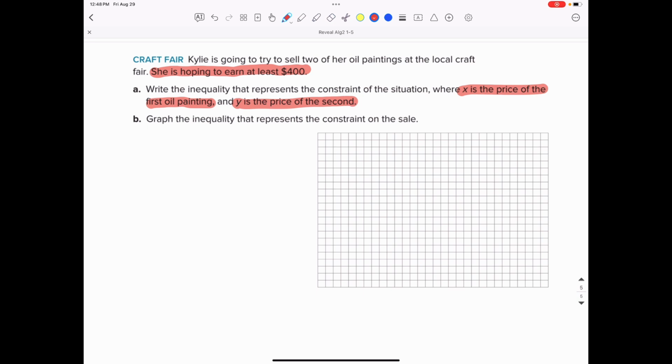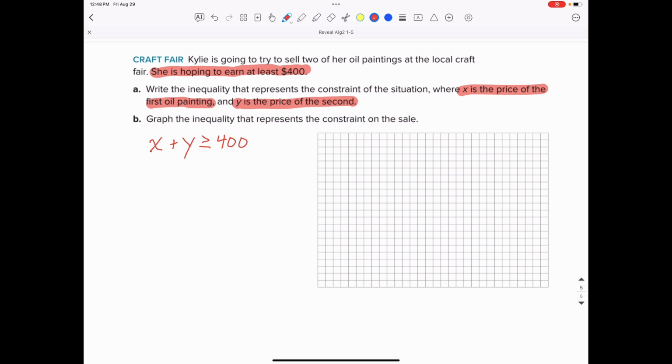So that means the inequality is just going to be X, the price of the first painting, plus Y, the price of the second painting. And she's hoping to earn at least $400. At least means that amount or perhaps more. So the at least symbol is actually greater than or equal to 400. And so this gives us the answer to part A, which is the inequality that represents this situation. Part B is we're going to graph it.